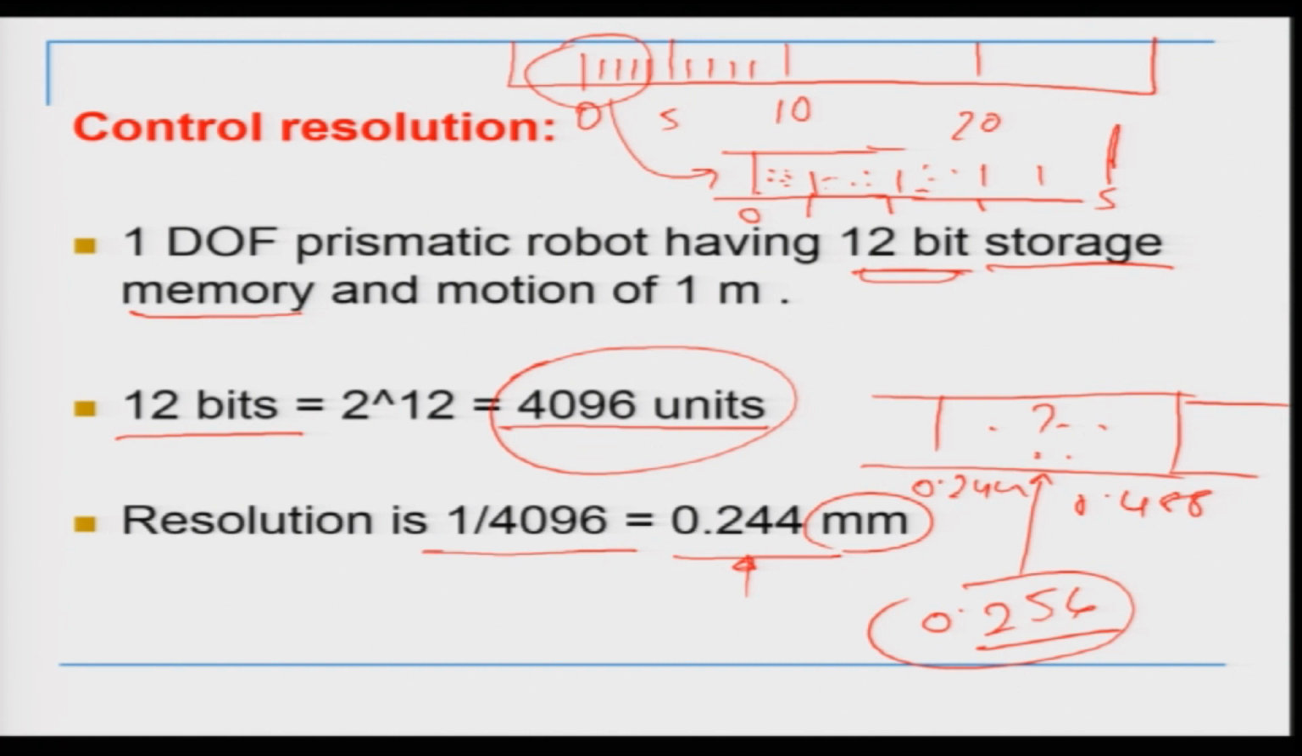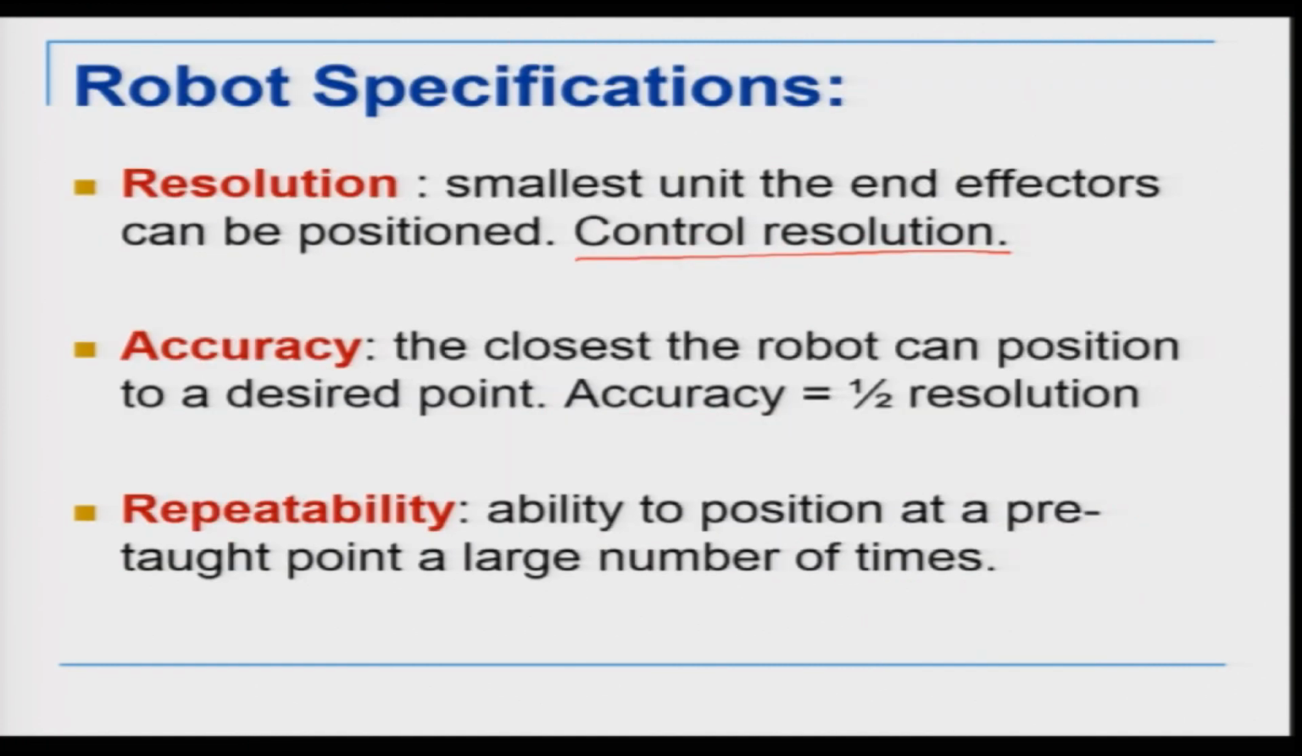Okay. So this is essentially called control resolution. Now we have again seen that the control resolution depends on the number of bits in memory. So bits in memory, whether it's a 12-bit system, a 16-bit system, 32 or 64, depending on how many access points it can take. So this is the first term that we are seeing, that is resolution. It basically means that the robot cannot go to every point in space, right. So it can go in between 2 points which are decided by the control resolution.